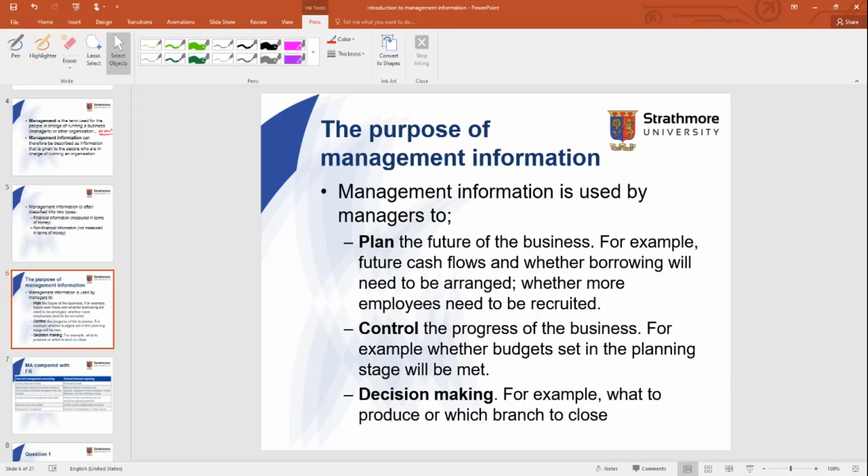The management information presented to you is about trying to assist you in making the best decision for the company. It's about planning, controlling, and making decisions. That is the purpose of management information.